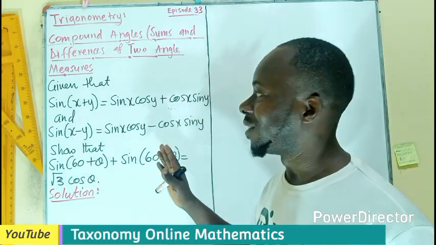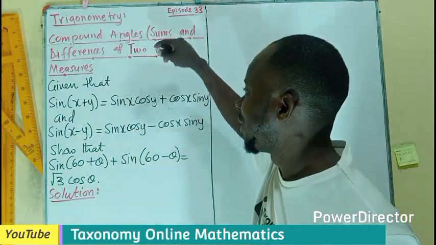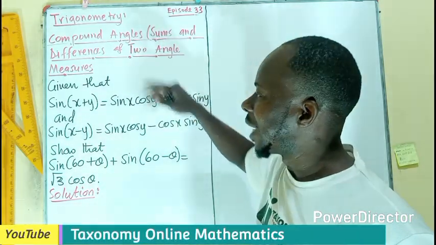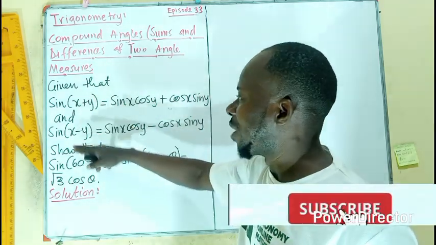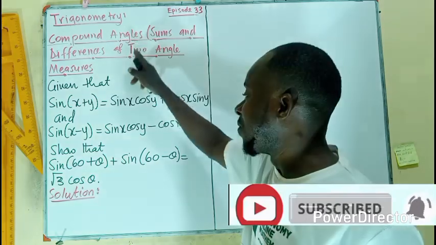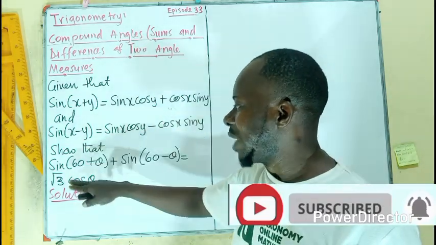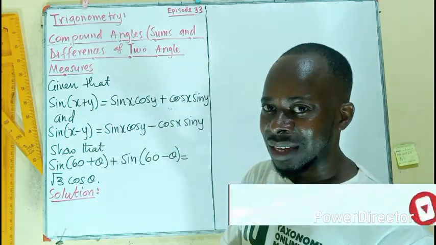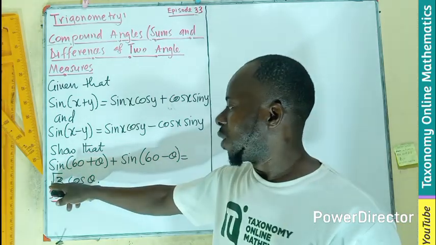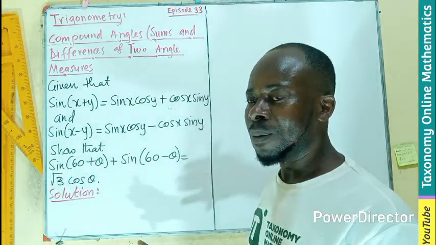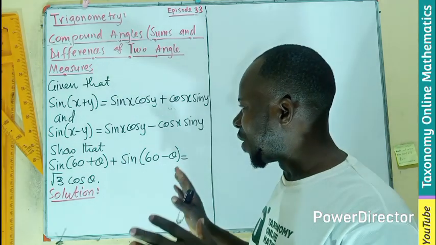This is episode number 33 on testing the properties we learned under compound angle. Given that the expansion for the sum of sine and that of the subtraction, the difference, are given to us, we have to show that sine of 60 plus theta plus sine of 60 minus theta is equal to the root of 3 cos theta. Let's take it one by one.